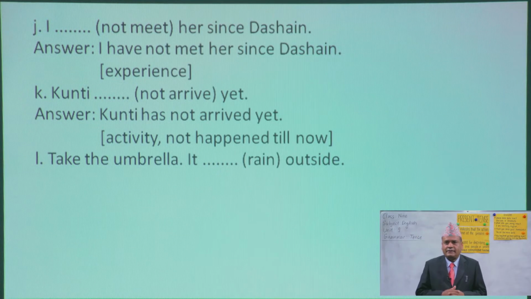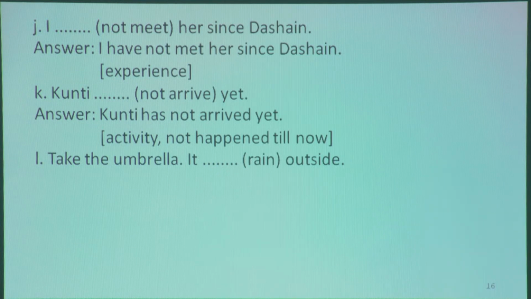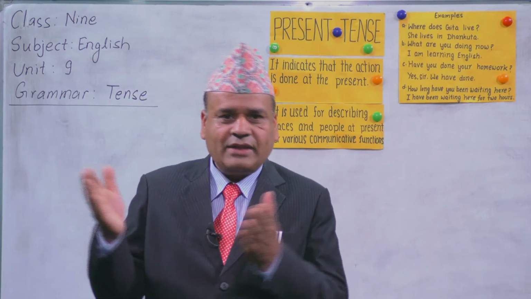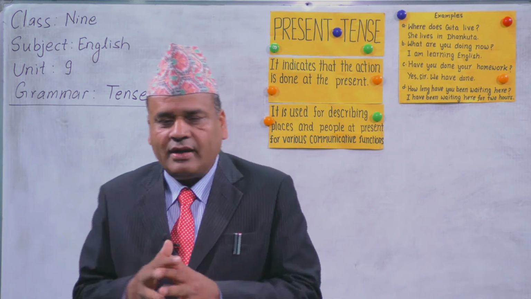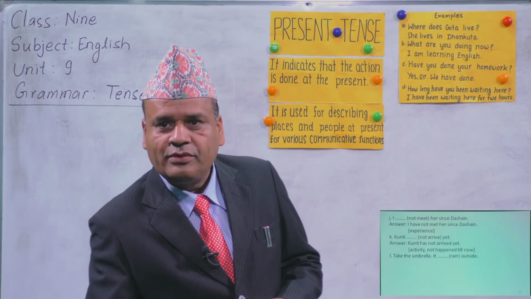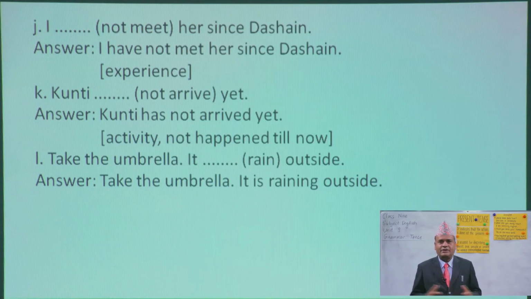Similarly, take the umbrella. It ran outside. Action is going on. Okay? So it's running outside. We can guess. Take the umbrella means another activity is going on. At that time we use present continuous tense. Let's look at the example here. Yes, the answer is take the umbrella, it is running outside. Okay?